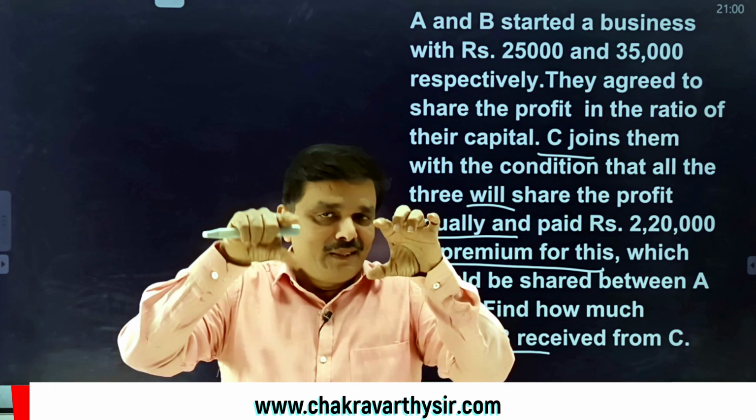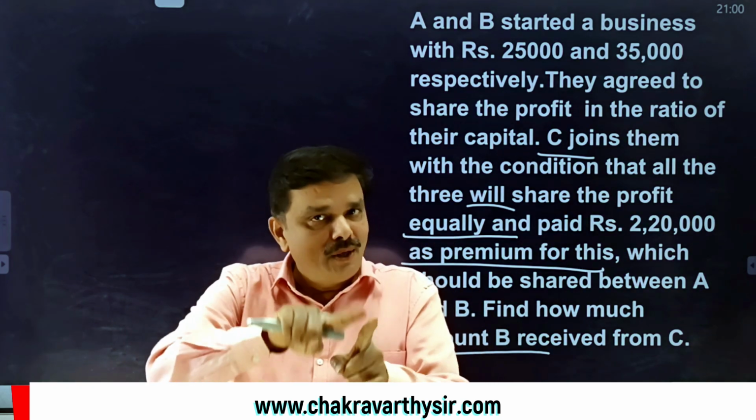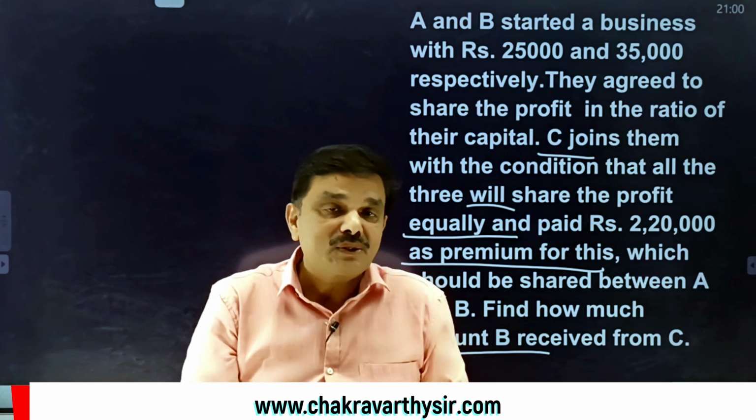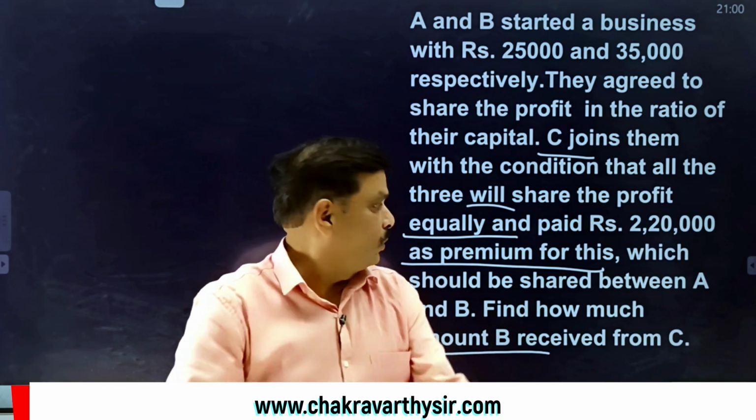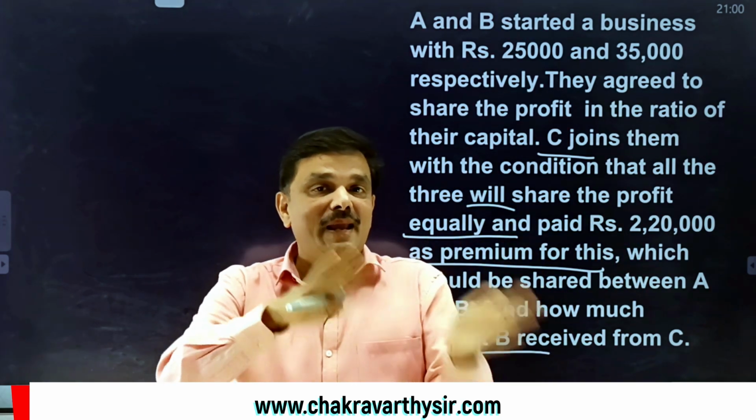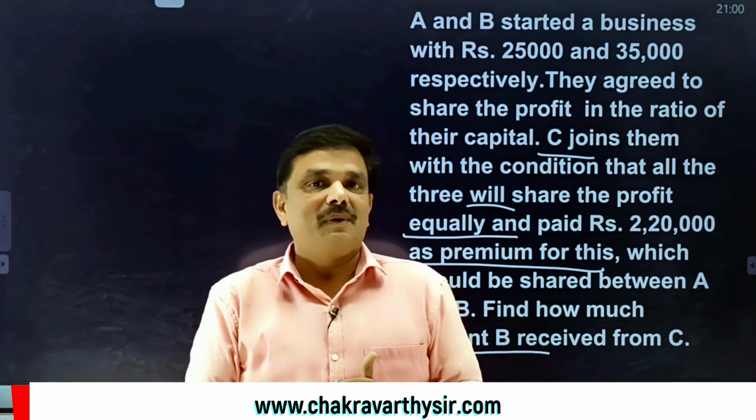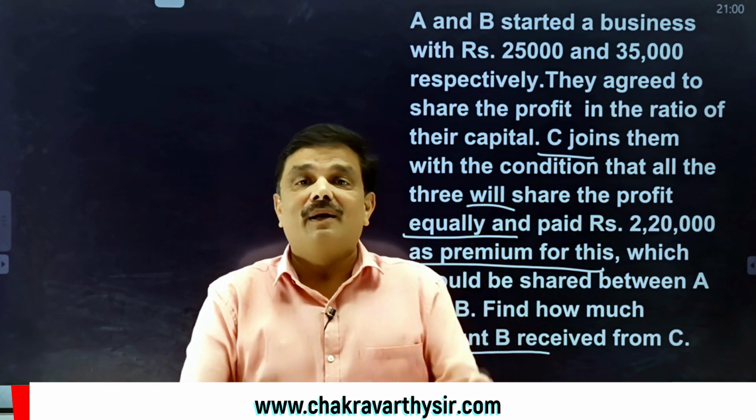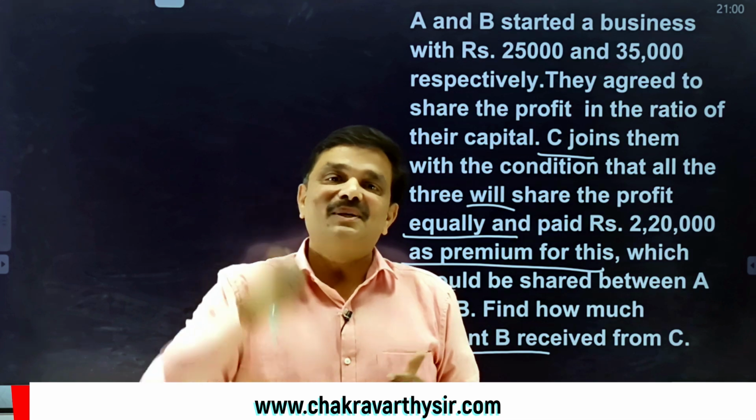That means in what ratio should A and B share this amount? You must find out the ratio in which this 2,20,000 must be distributed between A and B, with the condition that at the end of the business period, all the three must get equal profit. This is the given condition. But how is it possible?